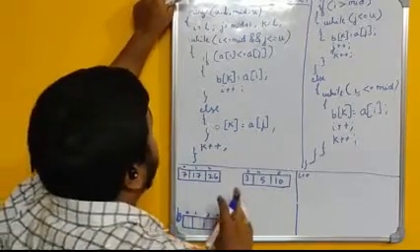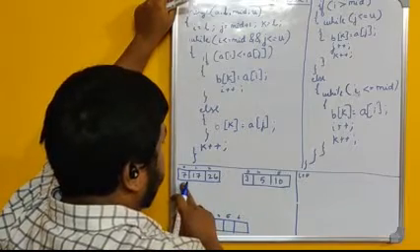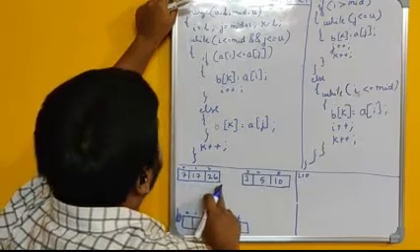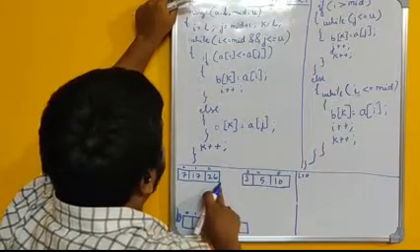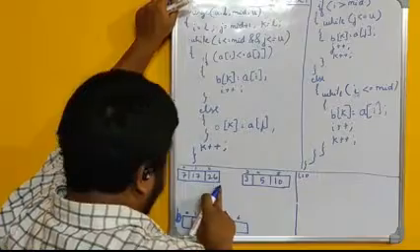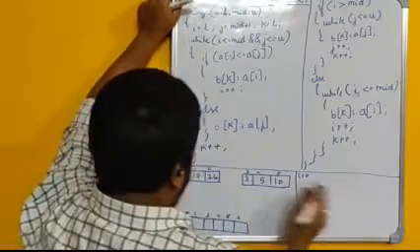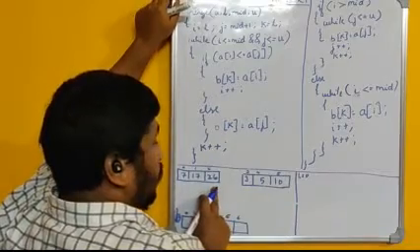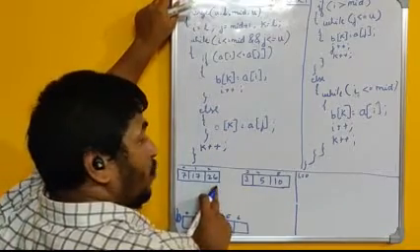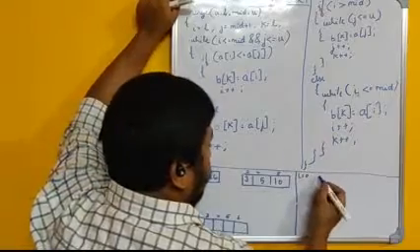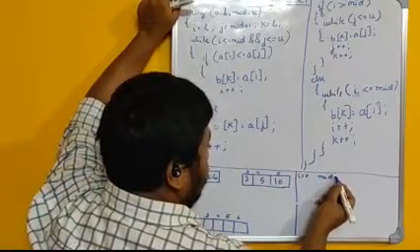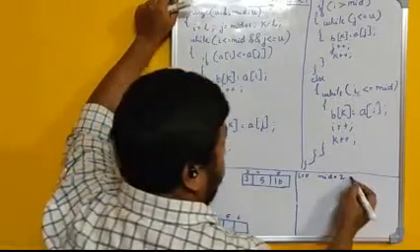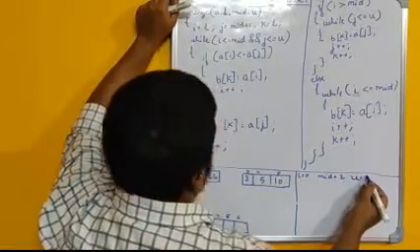We are passing the mid here. Mid is 0 plus 5, 5 divided by 2, which is 2.5. That is 2. So our mid is 2. And our upper bound U is 5.